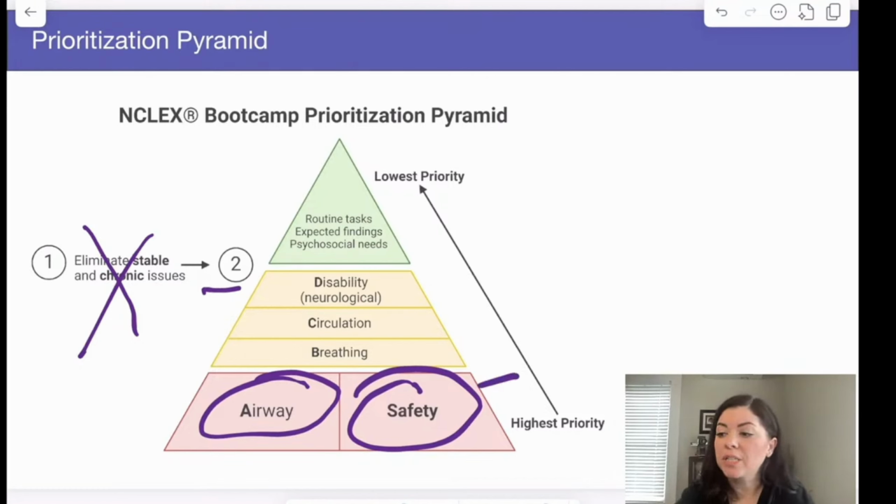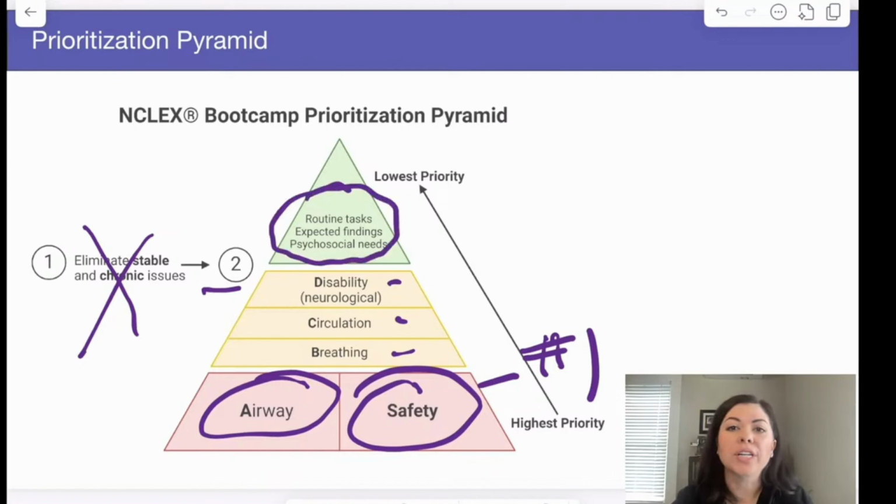So that's typically going to be our number 1 highest priority, followed by breathing, circulation, and disability. And disability is just a fancy way to say neurologic, so maybe stroke symptoms. And then our lowest priority issues are typically going to be up here at the green portion of our pyramid. That's going to be routine tasks or routine orders, expected findings, and psychosocial needs.